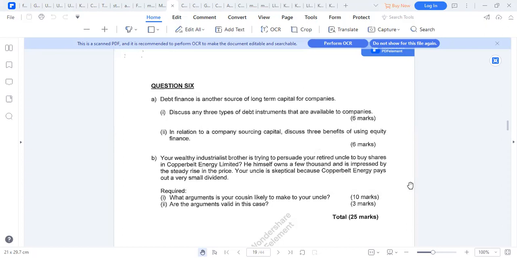All right, so we can look at another question. Your wealthy brother is trying to persuade you, your retired uncle, to buy shares in an energy company. He himself owns a few thousands and is impressed by the steady rise in the price. Your uncle is skeptical because Copperbelt Energy pays out very small dividends. Number one, what argument is your cousin likely to make to your uncle? Number two, are the arguments valid in this case? So 13 marks for that.